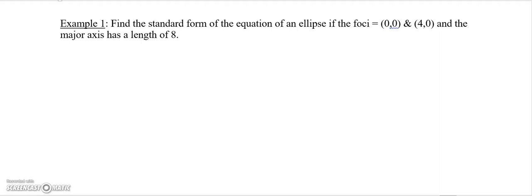The point being, if A and B are the same, then it's a circle, a very special ellipse. For example 1, we're going to find the standard form of the equation of the ellipse with the foci here and a major axis of length 8. So first we have to determine, is it going to be the vertical ellipse equation or the horizontal ellipse equation?